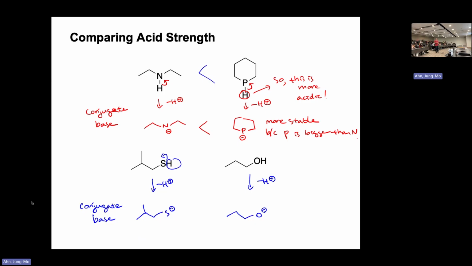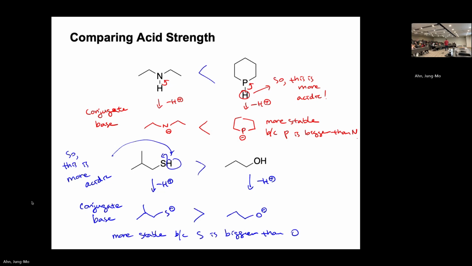Oxygen is more electronegative than sulfur, at least I can say that. But sulfur is bigger than oxygen because sulfur is right underneath oxygen in the periodic table. Sulfur uses 3 shells and oxygen uses just 2 shells. So sulfur is a bigger anion compared to the oxygen anion. By the same reasoning, the sulfur anion is more stable because it's bigger, even though it is less electronegative than oxygen.